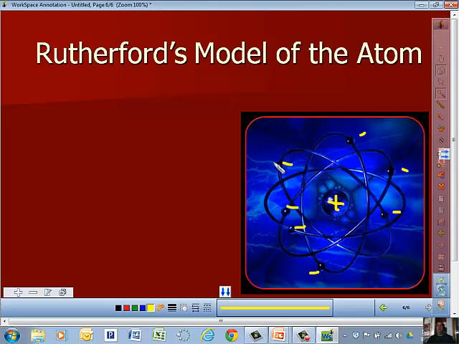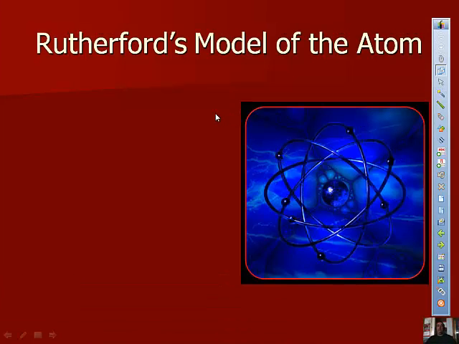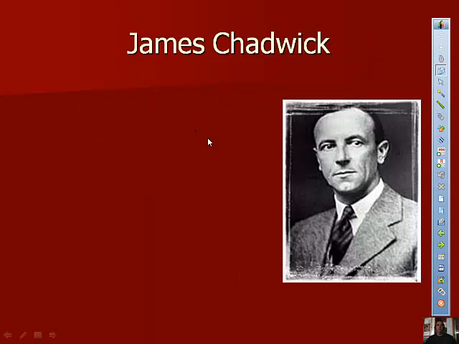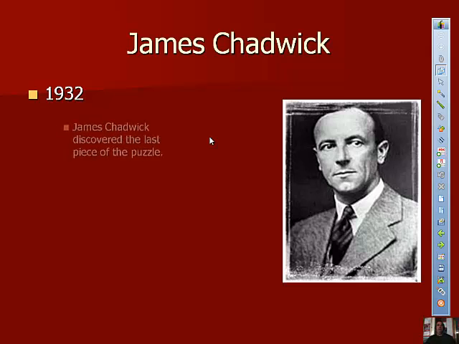On the outside are going to be all of your electrons moving around that positive nucleus. Again, Rutherford changed Thomson's model of the atom by placing all of the protons into the center, called the nucleus, and having those electrons moving around the outside. So Rutherford's model had a nucleus with electrons moving around it. The last piece of the puzzle came in 1932.